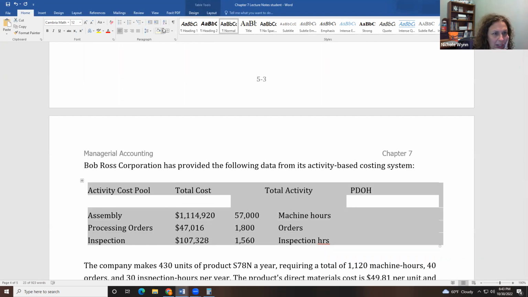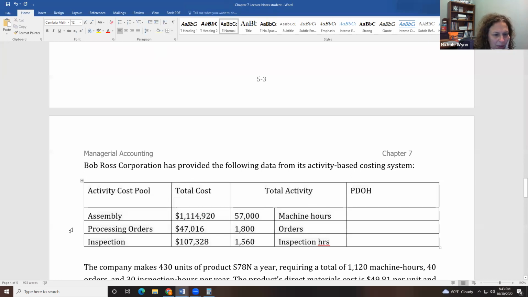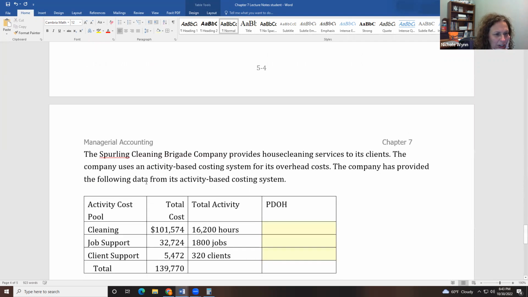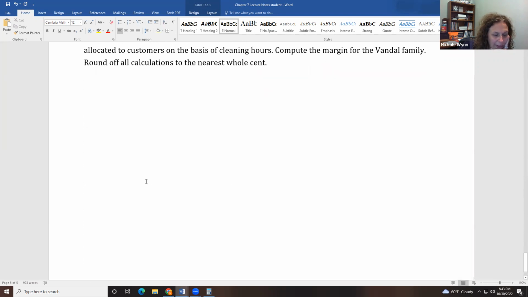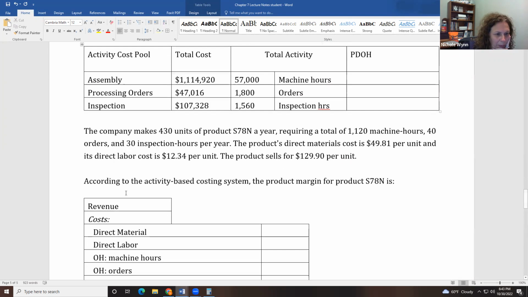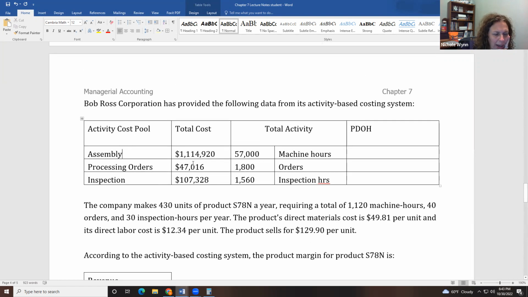And so, oops. So starting off with this one, this is Bob Ross Corporation. So I'm going to do Bob Ross Corporation, and then I'm going to do the Sperling Cleaning Brigade, and that's it. So this is not a very long chapter. So what we're looking at here is Bob Ross Corporation has the following data. We have assembly, processing orders, and inspections. And so the company makes products that require machine hours and orders and inspections and so on.